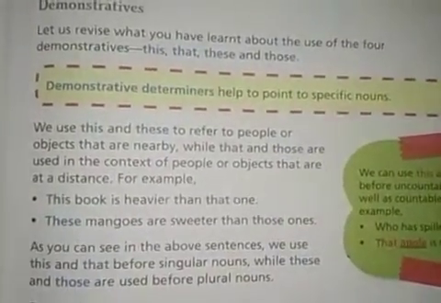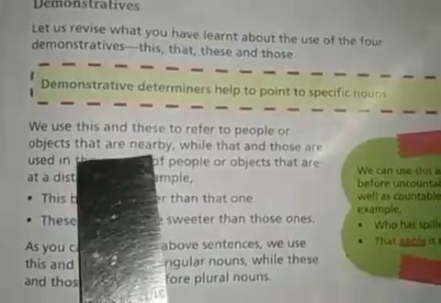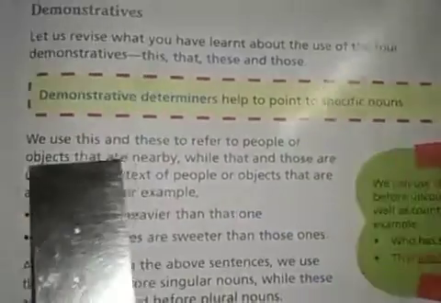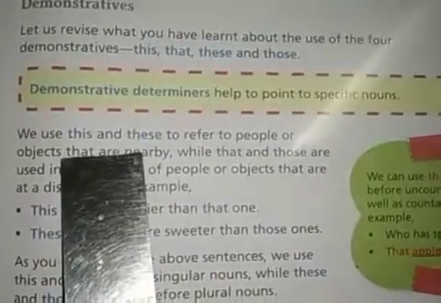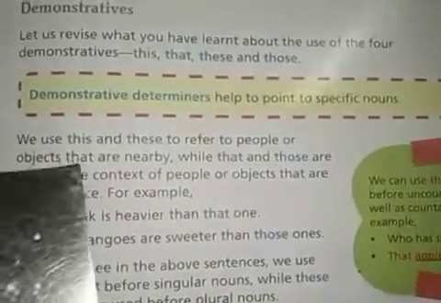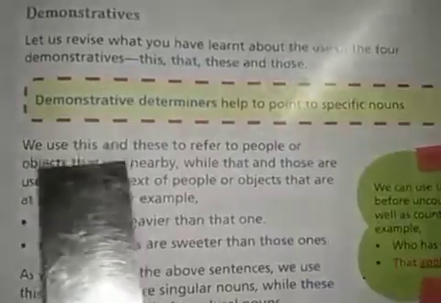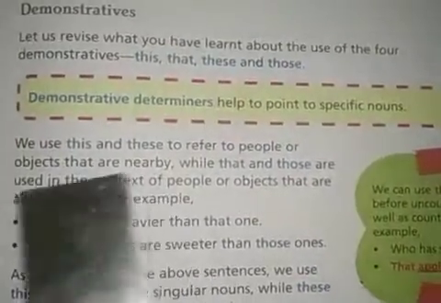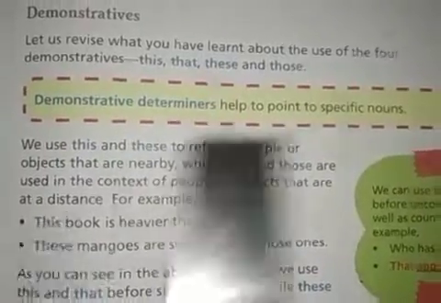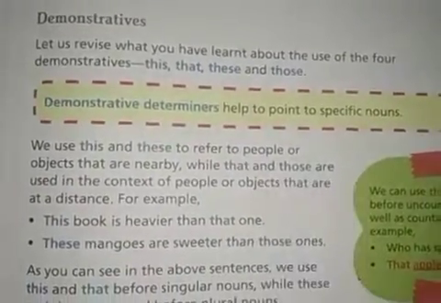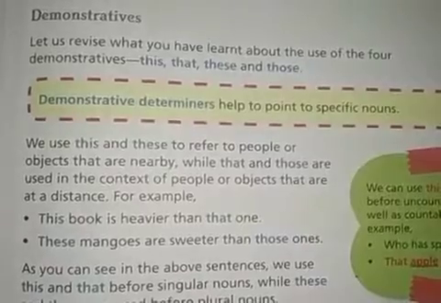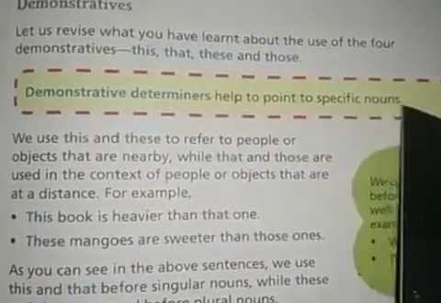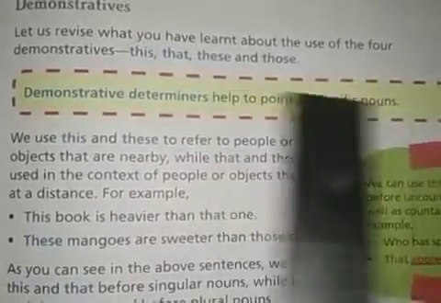Okay, so we also know that we use this and these to refer to people or objects that are nearby. Yes, we know that this and these are used to point out the nouns which are nearby, जो हमारे पास है, while that and those are used in the context of people or objects that are at a distance. So that and those are demonstratives used to point out things which are at a distance from us. Okay, थोड़ा दूर जो है उसे that और those कहेंगे.